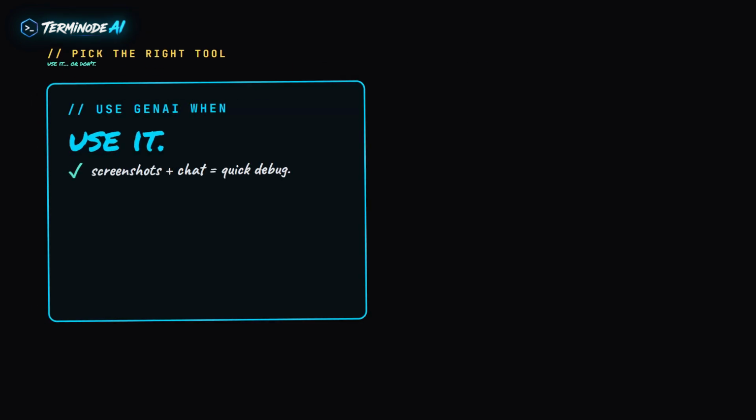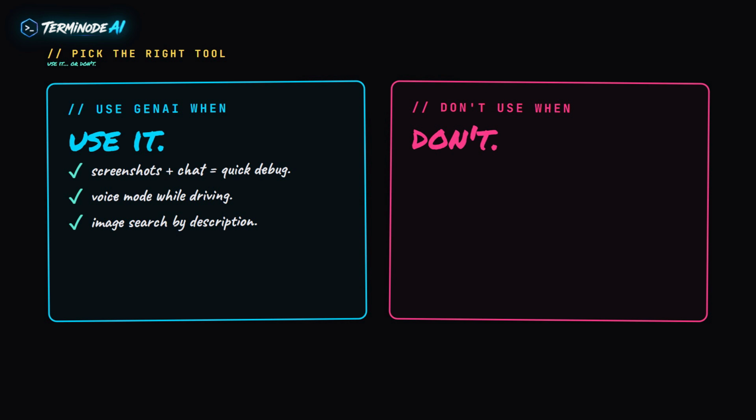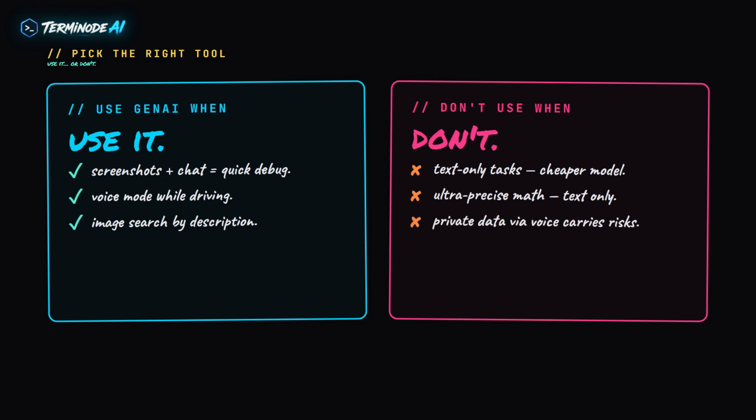There are 3 signals to watch for. Use it when one of these is true. First, screenshots plus chat equals quick debug. Second, voice mode while driving. Third, image search by description. When you see any of those signals, multimodal AI is usually the right call. Most beginners default to whatever AI tool is open in front of them, but the better move is to match the tool to the problem. If your task hits one of those 3 signals, you will get noticeably better results out of multimodal AI than out of a generic chatbot.